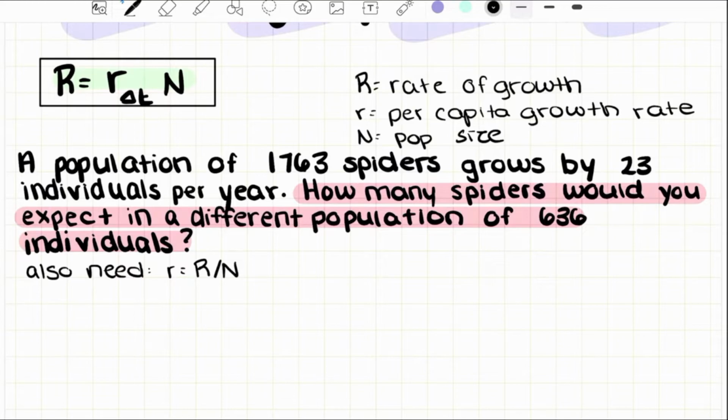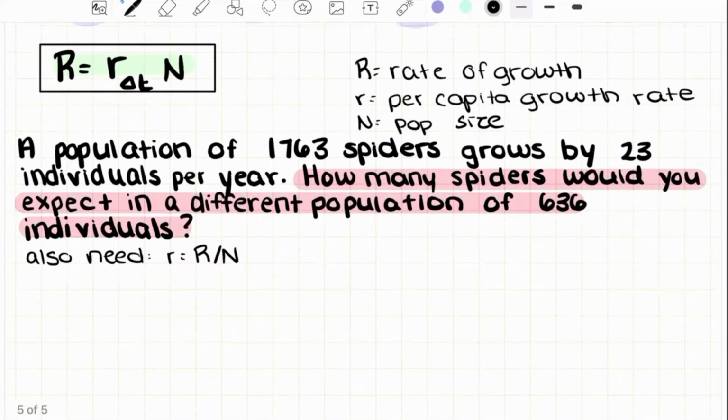Okay. So, a population of 1,763 spiders grows by 23 individuals per year. How many spiders would you expect in a different population of 636 individuals? Okay, well, that's a lot of words for so little information. So what are we going to do? Let's do the easiest thing. Take the path of least resistance. Work smarter, not harder. Let's just define our variables and see what we have and what we need.